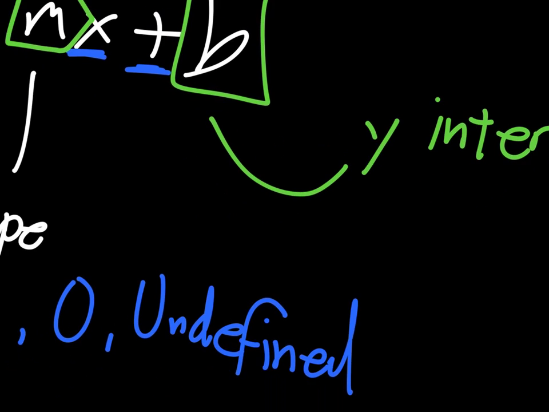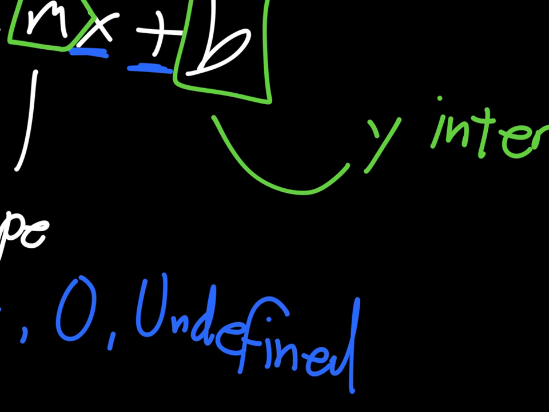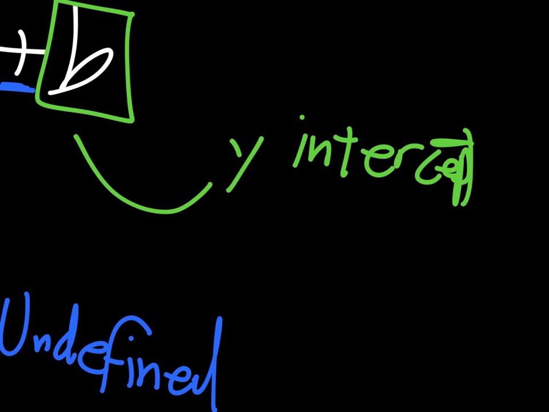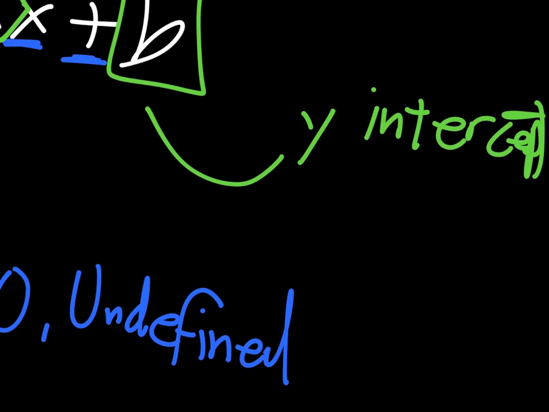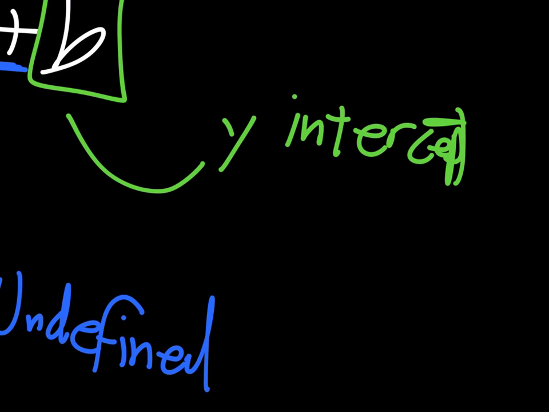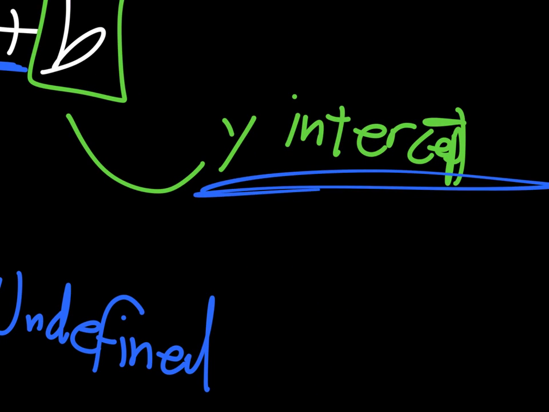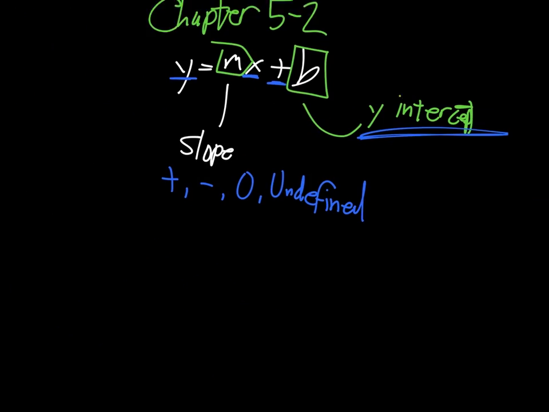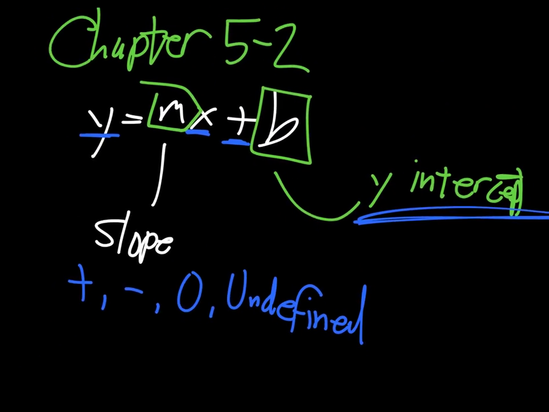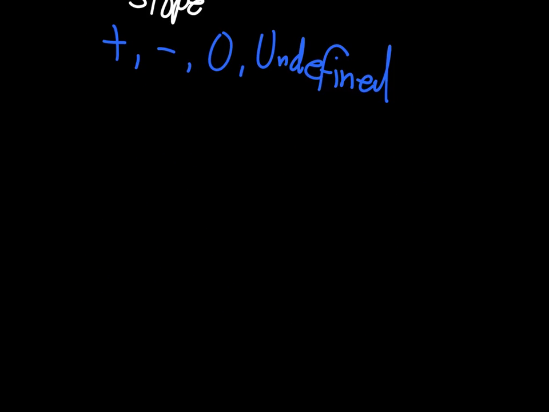Anyways, the y-intercept is modeled by B. I don't know why they chose B to model something that has y-intercept in it. Why would you use a letter that has nothing to do with the spelling of y-intercept? But hey, I didn't make it. So this is slope-intercept form, okay?